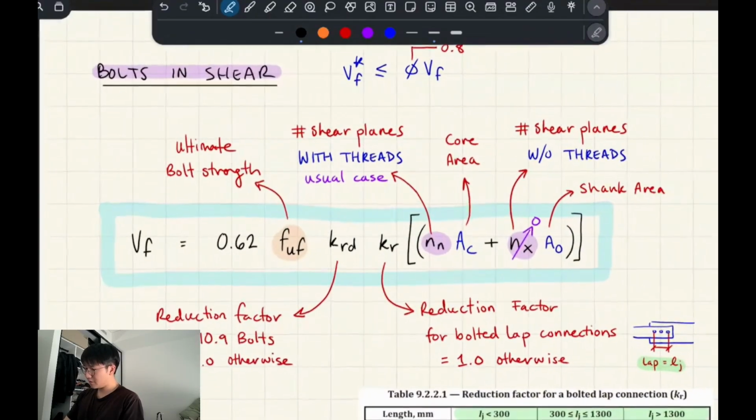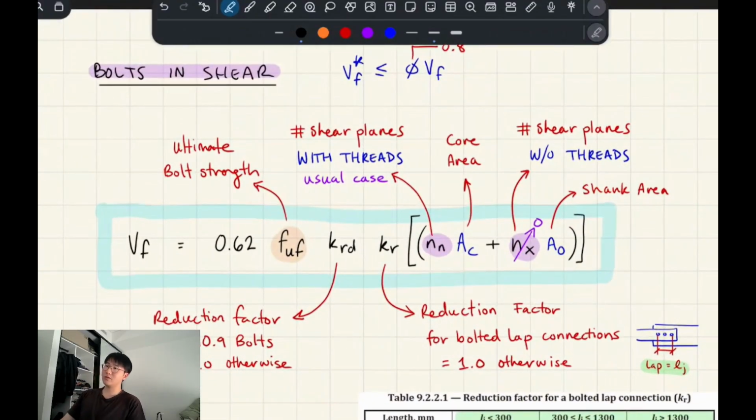Now, you have to be careful, because to use the table, you need to understand how the formula works first. The reason it can be summarized in a table so easily is because a lot of the time these numbers are very, very similar. So for 8.8 bolts, we already know the value for your ultimate strength.